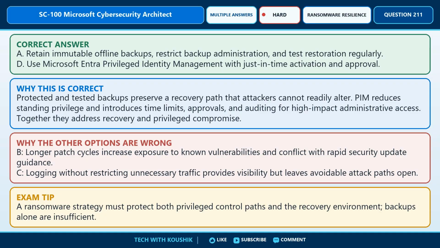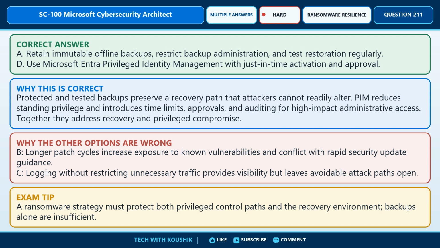The correct answers are Option A, retain immutable offline backups, restrict backup administration, and test restoration regularly, and Option D, use Microsoft Entra Privileged Identity Management with just-in-time activation and approval. Here's why. Protected and tested backups preserve a recovery path that attackers cannot readily alter. PIM reduces standing privilege and introduces time limits, approvals, and auditing for high-impact administrative access. Together, they address recovery and privilege compromise.